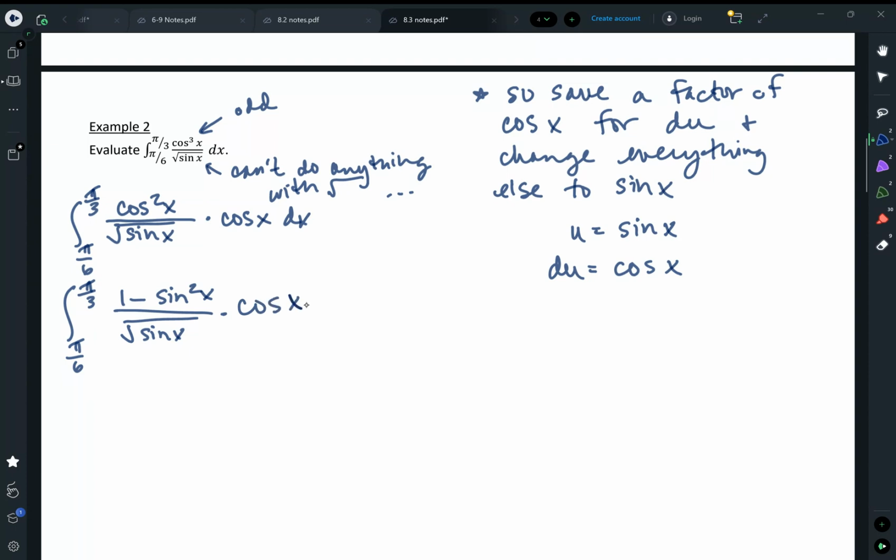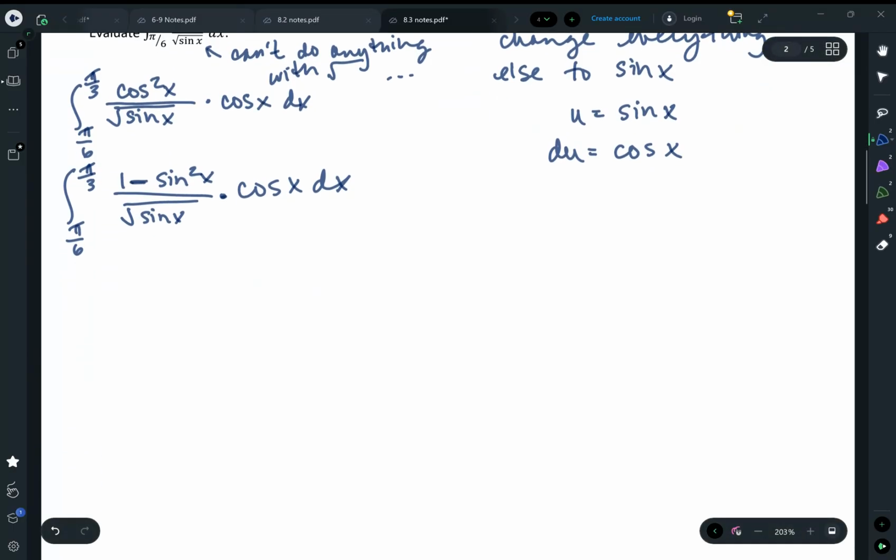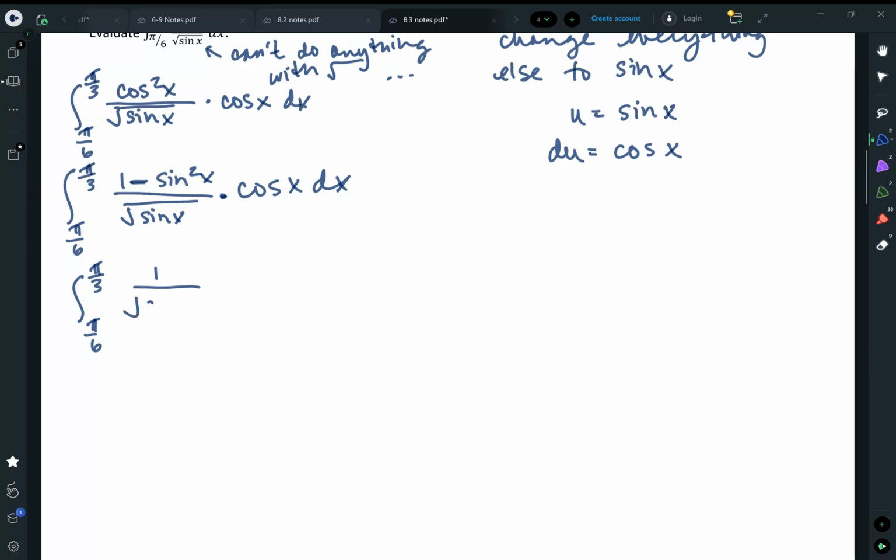And then we're going to split this up into two integrals because I have the 1 minus sine squared. So I'm going to have the one integral with 1, the other one is sine squared. So let's go ahead and do that. We'll have 1 over square root of sine x times cosine x dx, minus, and then our second integral is going to be sine squared x over square root of sine x times cosine x dx.